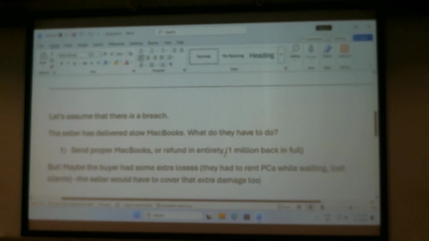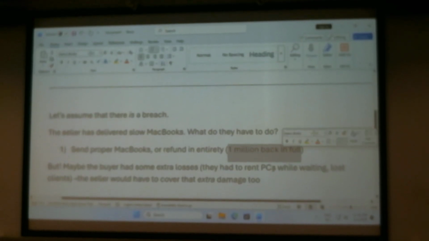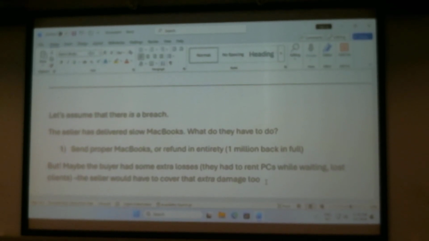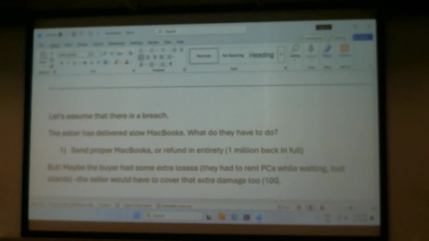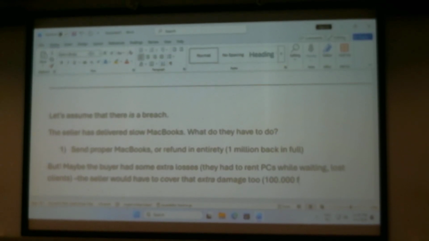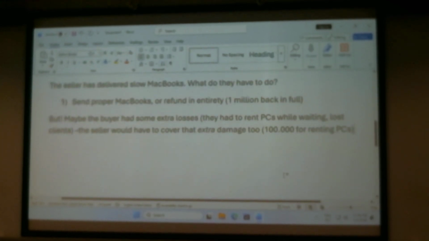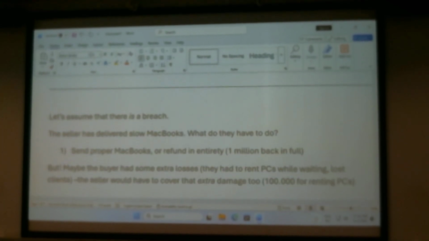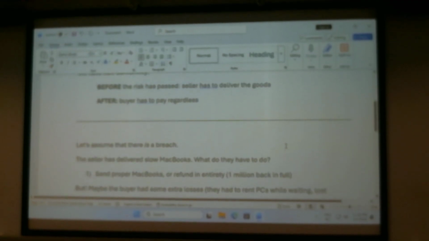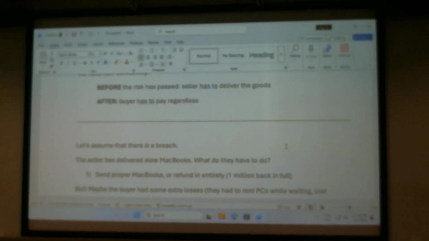So this is not a part of the 1 million. It is a part of, let's say, 100,000 for renting pieces. Because the whole point is, if there was a breach of contract, we have to not really punish, that is not the point, but we have to restore both parties to the state where they were before. There is the foreseeability requirement, however, and where does that fit in?